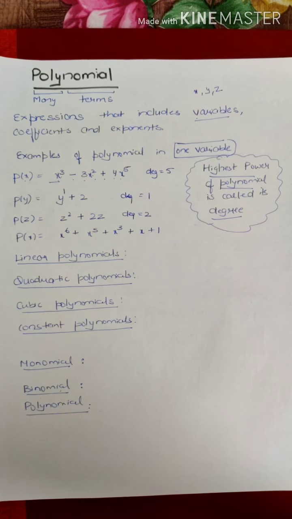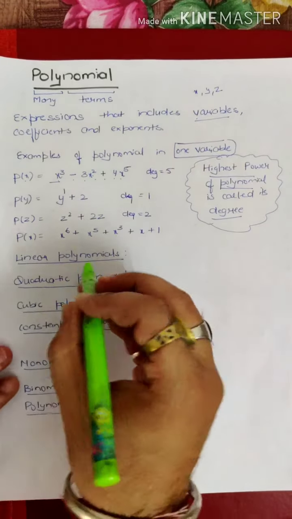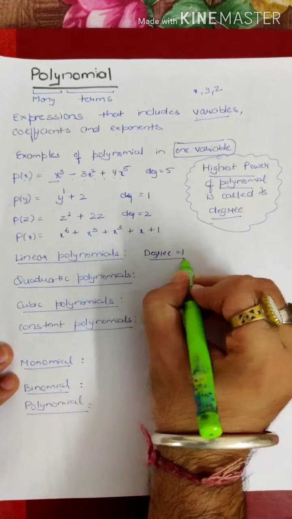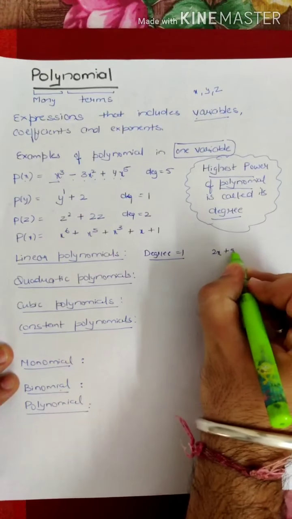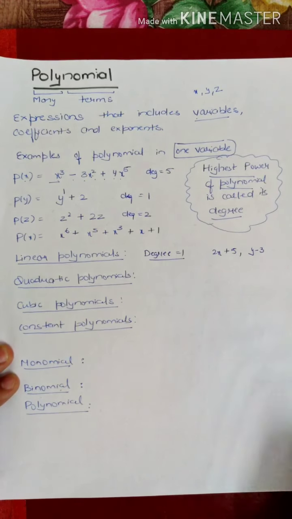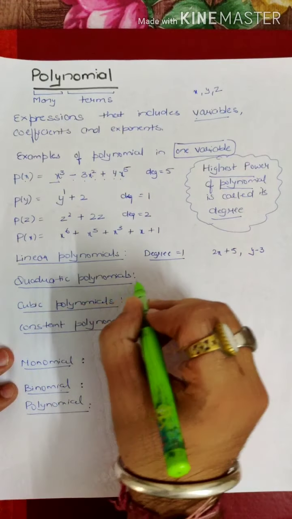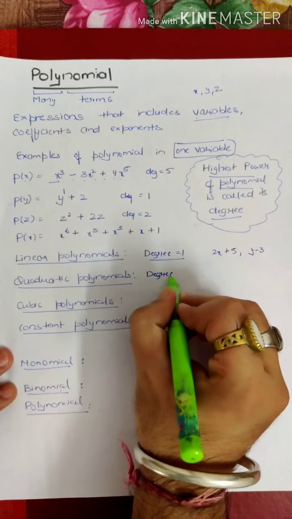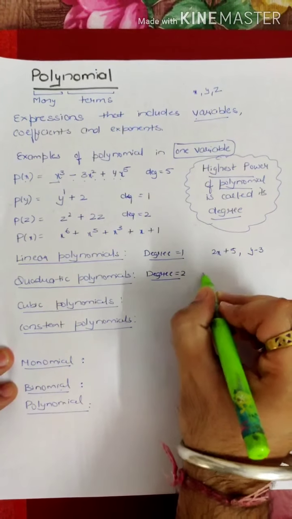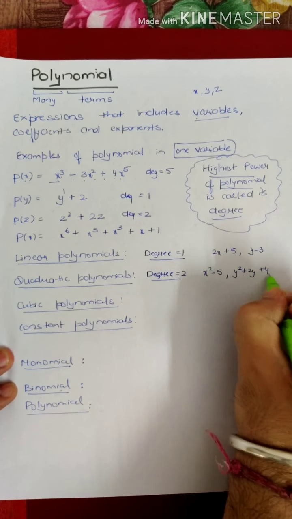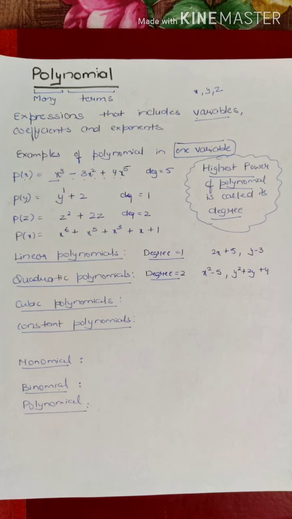Now how can we classify the polynomials on the basis of the degree? So we have linear polynomials when we have degree equal to 1. Like we can say 2x plus 5, y minus 3. These are your linear polynomials. Quadratic polynomials are those when degree is equal to 2. Example, x square minus 5 or y square plus 2y plus 4. When the highest power or the degree is 2, it is called quadratic polynomial.